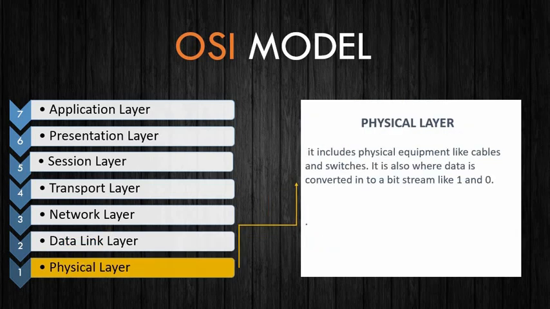And the last is the physical layer. It includes the physical equipment involved in the data transfer, such as the cable, hub, and repeater. This is also the layer where the data gets converted into a bit string, which is a string of ones and zeros, on both sides. So this is a summary of the OSI model.